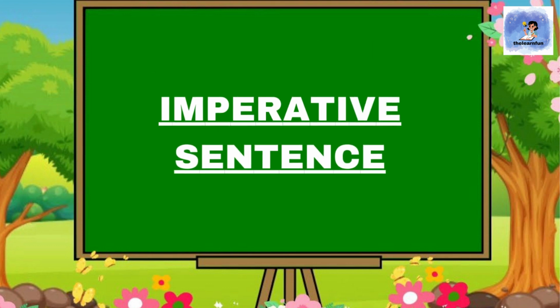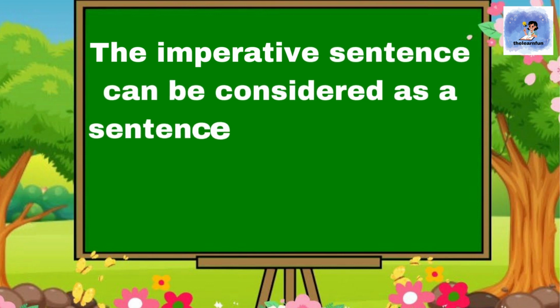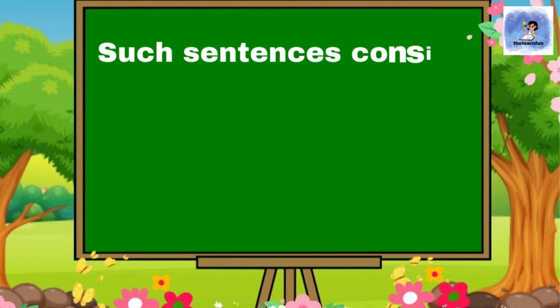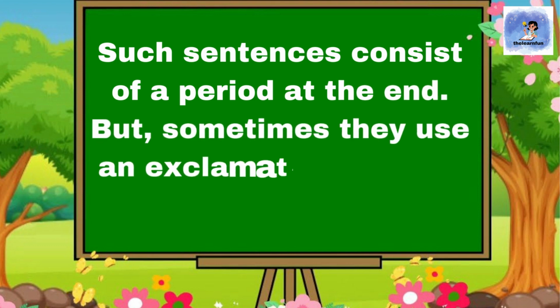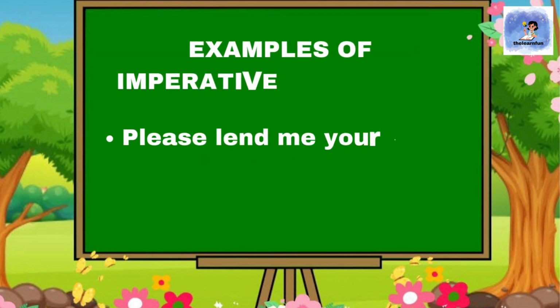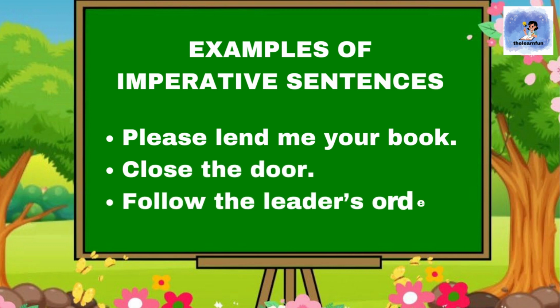Imperative sentence. The imperative sentence can be considered as a sentence which contains a request, an order, or a command. Such sentences consist of a period at the end. But sometimes they use an exclamation mark at the end also. Here are some examples of imperative sentences. Please lend me your book. Close the door. Follow the leader's orders.